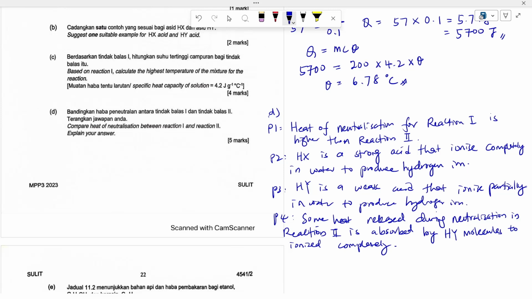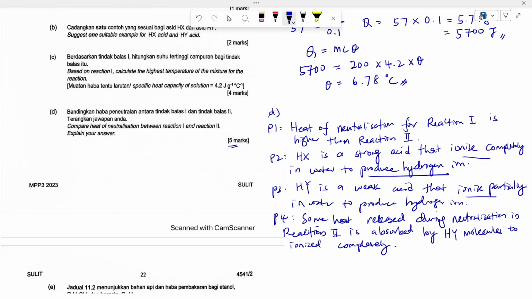So here are the 4 main points. But here it is already given 5 marks. Maybe somewhere here there will be an extra 1 mark for strong and weak acid. Ionized completely, ionized partially, then produce hydrogen ions, there will be another extra mark.